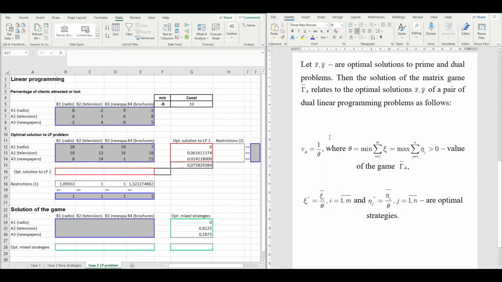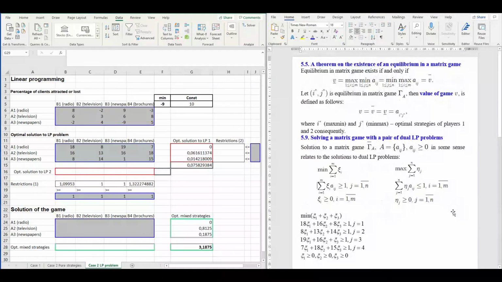And let us consider the value of the game. It could be found as 1 over theta, but we should keep in mind that we added before a constant 10, and now we should subtract this constant from our fraction 1 over theta. We will find the value of the game in the cell G28. So it is 1 over theta minus our constant, which equals 10. And the value of the game is 3.1875.